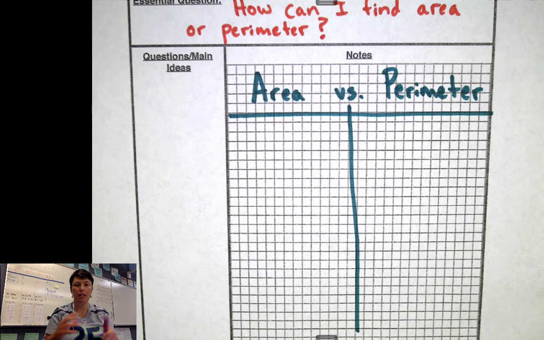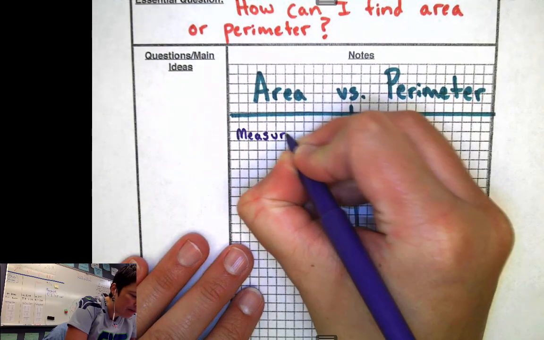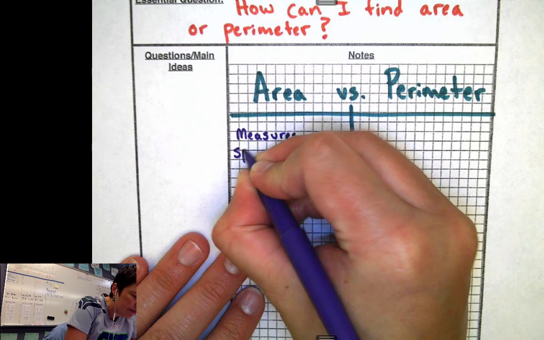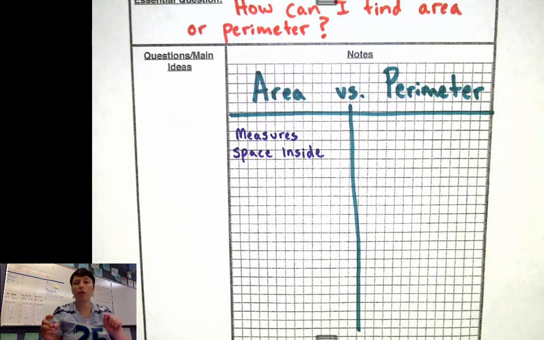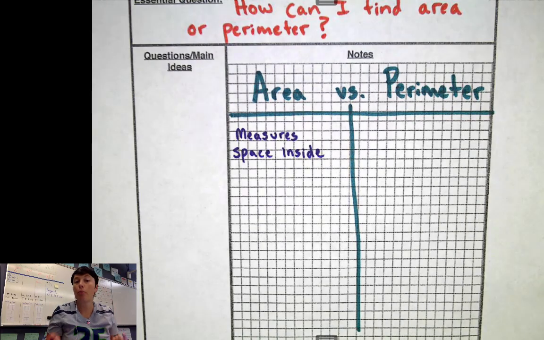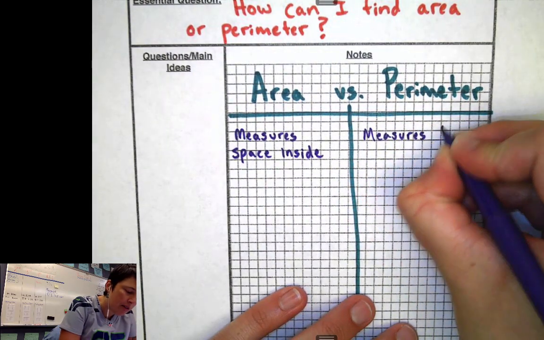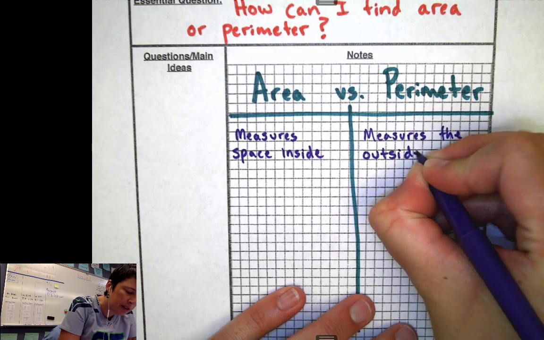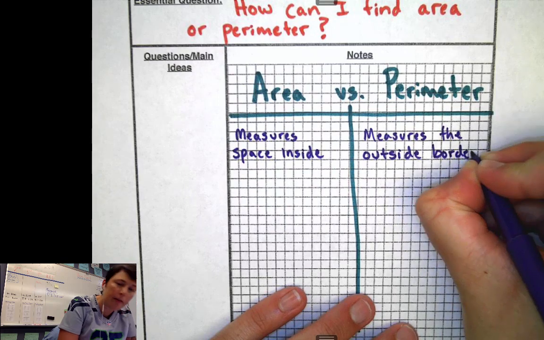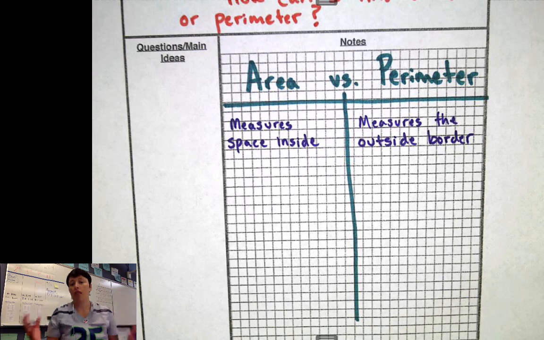Area measures the space inside. So I'm going to write measures space inside. And perimeter measures the space around the outside. It's the border, it's the perimeter, the edge of the shape. So measures the outside. I'm going to say the outside border. Kind of is an easy way to remember it. So they're both ways of measuring shapes, just one's the inside, one's the outside.